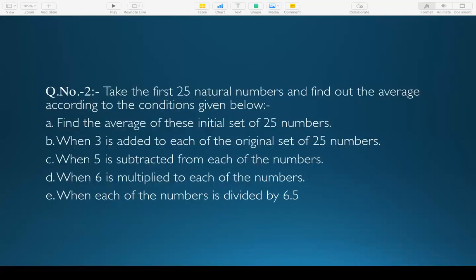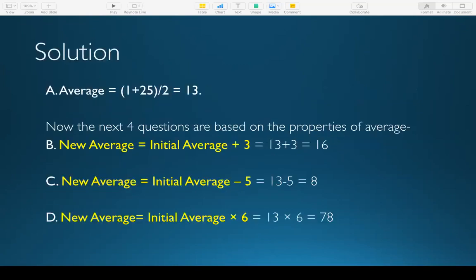Similarly, what is the third question? The third question says that when 5 is subtracted from each of the numbers, which numbers? From 1, 2, 3, 4 till 25. So in this case, what would have been our approach? Again, if you take the help of part A, in part A, you got the average 13. So part C would have been nothing but 13 minus 5, because since each of the numbers has been decreased by 5, the new average will also get decreased by 5.